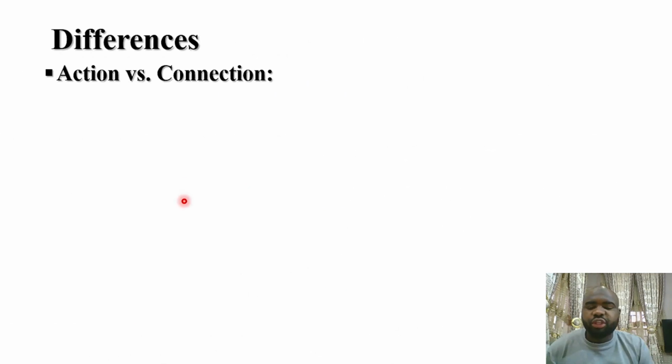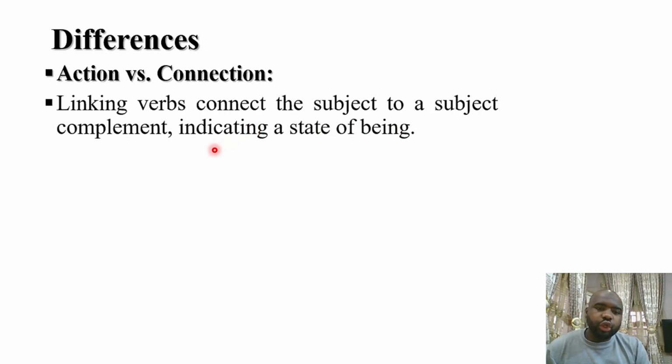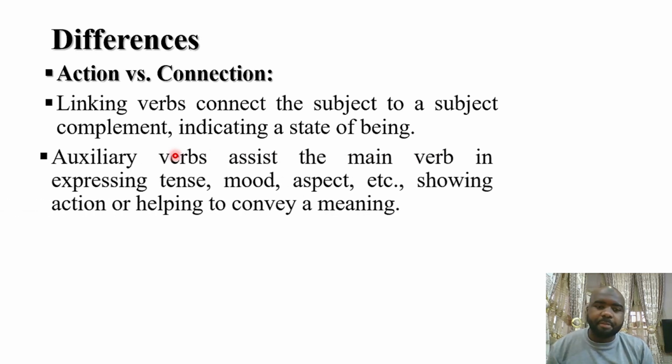Now, differences. Action versus connection. Linking verbs connect the subject to a subject complement, indicating a state of being. Linking verbs do not show the action itself, but they just perform the action of connecting this with this, ensuring a state of being.